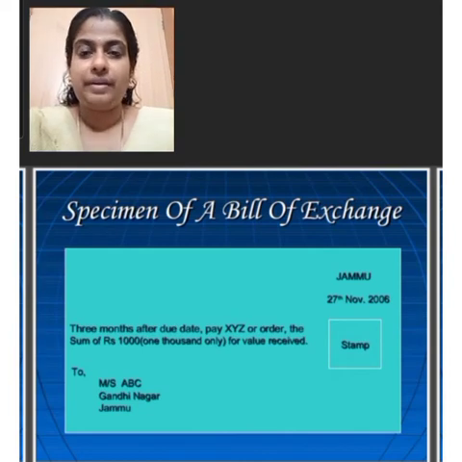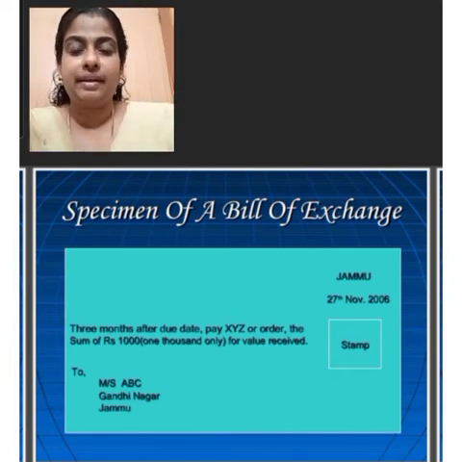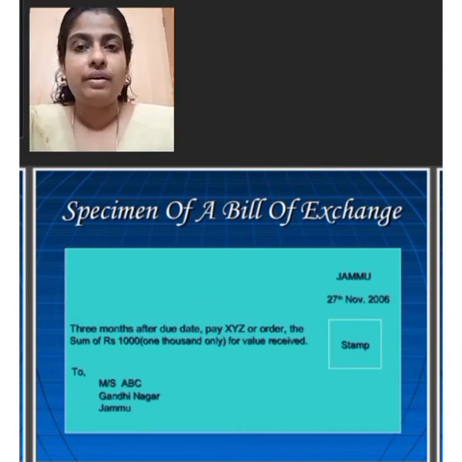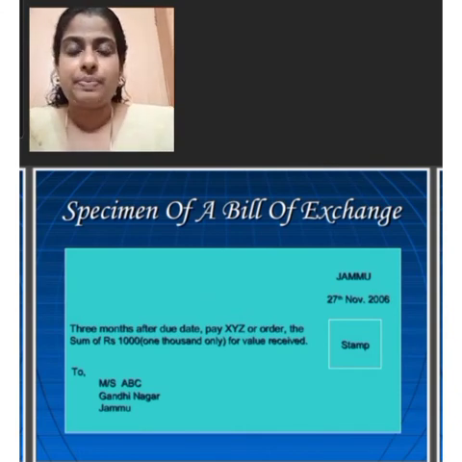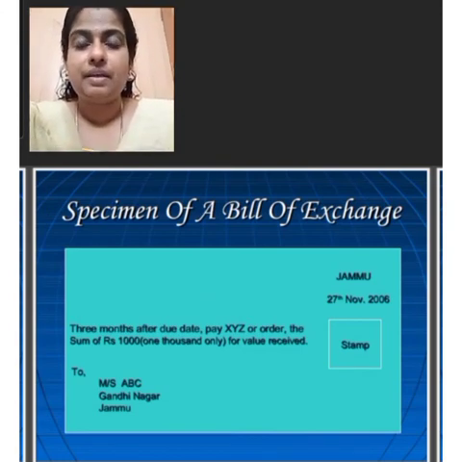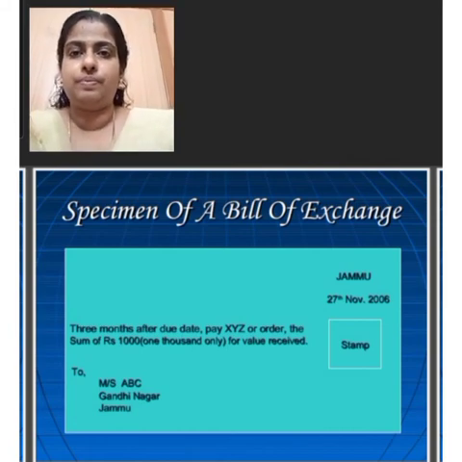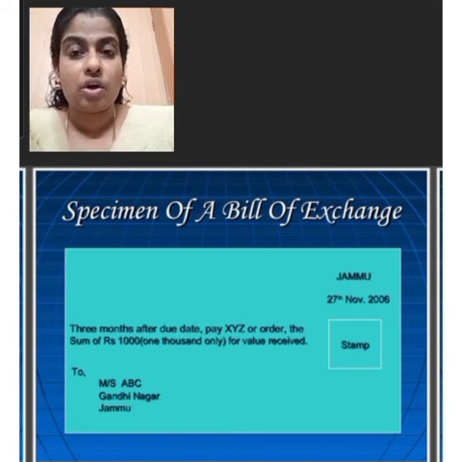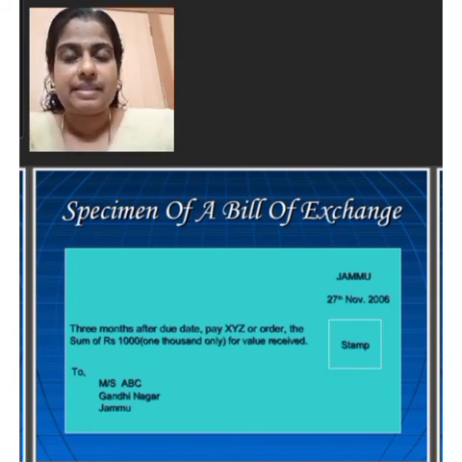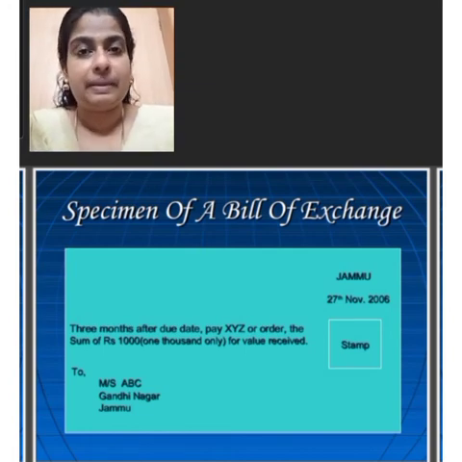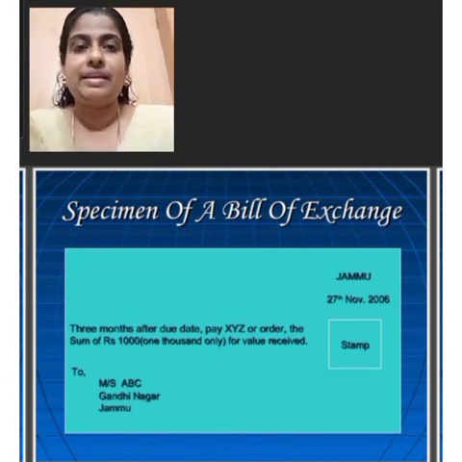Next point is the amount mentioned in the bill of exchange is payable either on demand or on expiry of a fixed period of time. The bill of exchange must be stamped as per the requirement of the law. Generally, a bill of exchange is drawn by the creditor upon his debtor. It has to be accepted by the debtor or someone on his behalf.